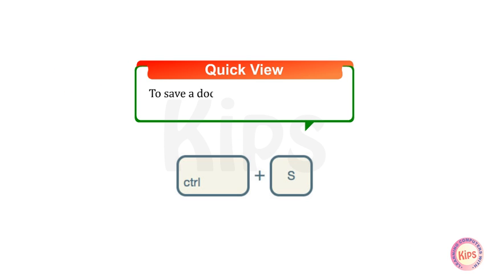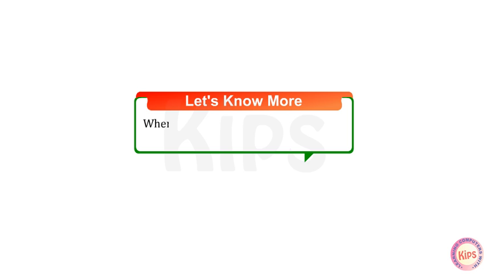To save a document, press the Ctrl plus S key combination. Do you know when a document is saved, the file name appears on the title bar?